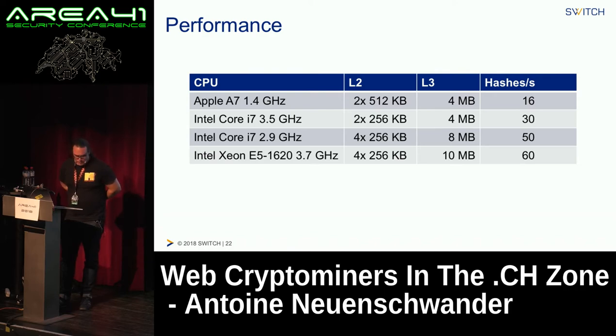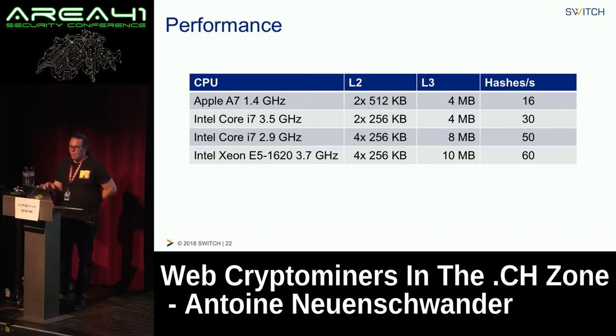So I did a little test with different devices. The first row is my Apple A7, the processor in my iPhone, with two cores with 512K of L2 cache each, and I can achieve 16 hashes per second with that. Then in the office we all have Macs, so we have Intel Core i7 processors, different frequencies depending on how old the laptop was, always about the same amount of caches on different cores. And as you can see, the fastest machine, in the last row, which wasn't an Apple PC, was like 60 hashes per second. That's mining in JavaScript.